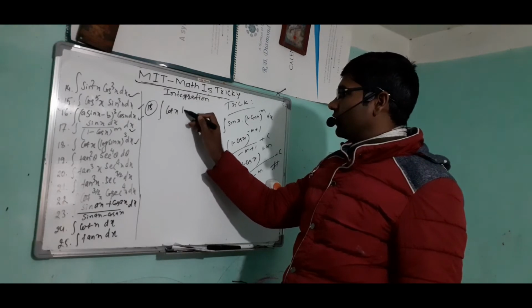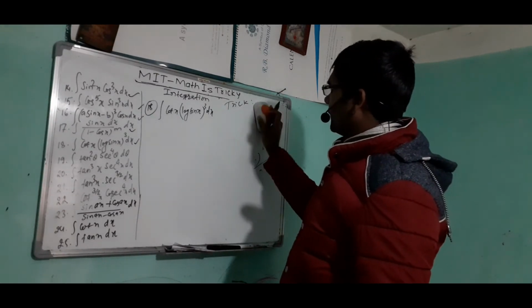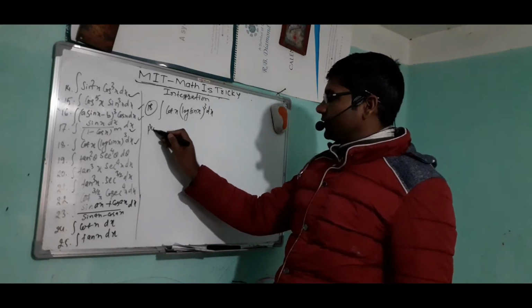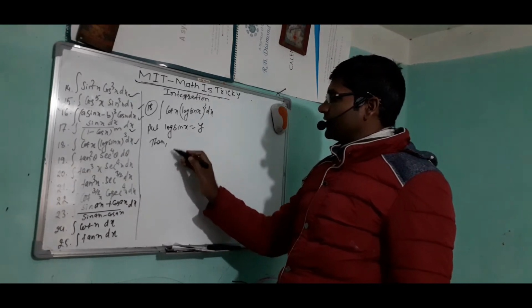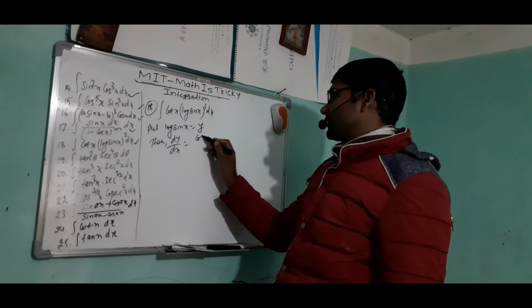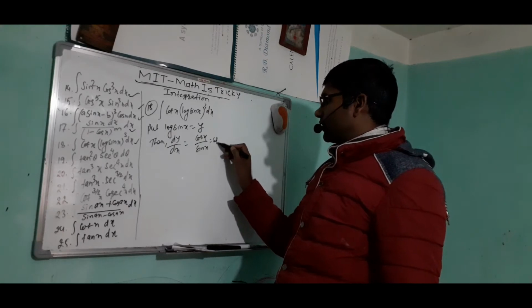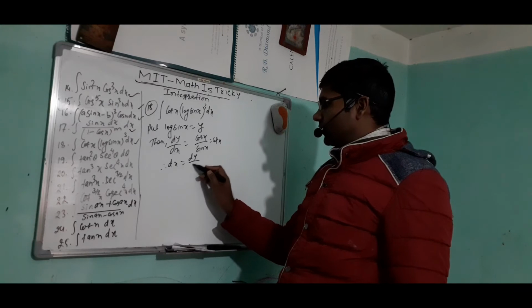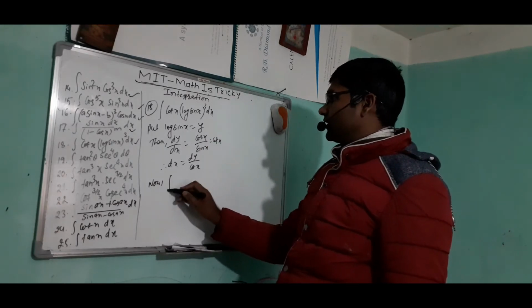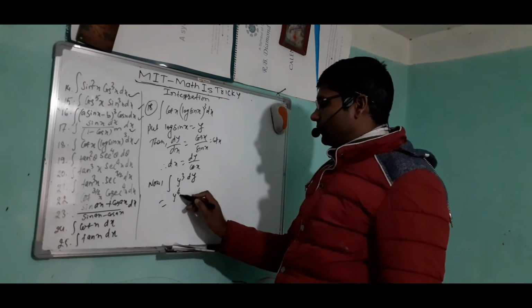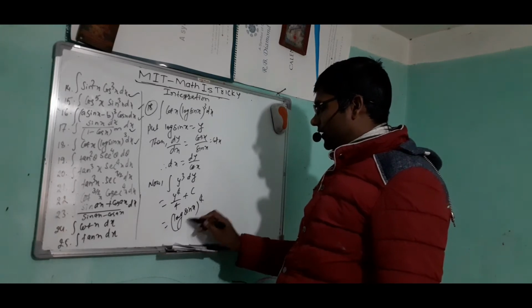Question number 18. Integration of cot x (log sin x) whole power 3 dx. As before, we can substitute and solve it. Let's put log sin x as y, then dy by dx equals cos x by sin x, because the derivative of log is 1 by x, so 1 by sin x, and the derivative of sin is cos x, so it is actually cot x. So dx equals how much? dy by cot x. Now cot x is given there, so it will be y cube dy, so y power 4 by 4 plus c. The answer is (log sin x) whole power 4 by 4 plus c.